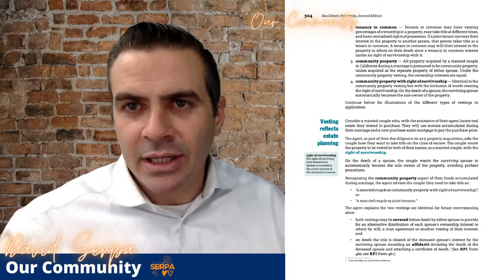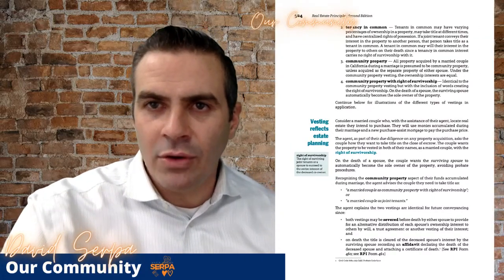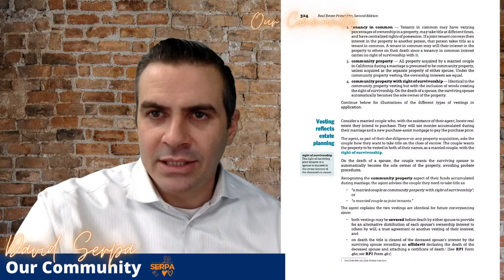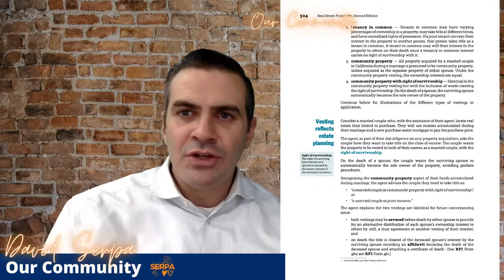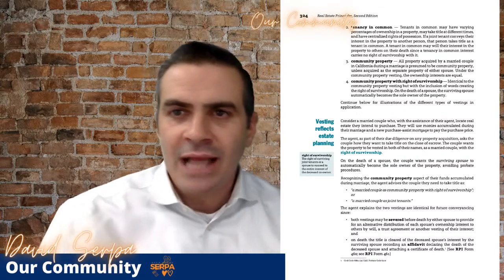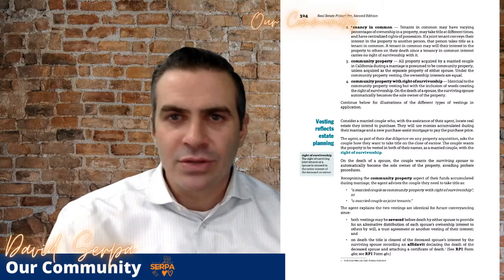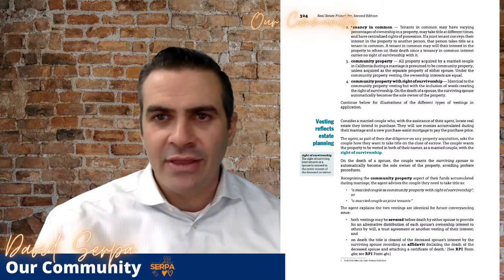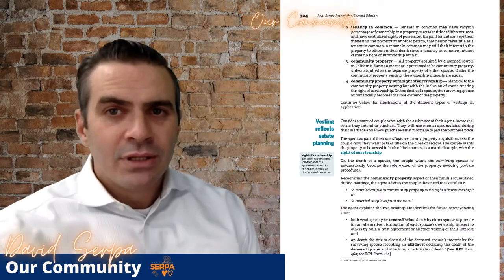Tenancy in common. Tenants in common may have varying percentages of ownership in property and may take title at different times, and have a shared right of possession. If a joint tenant conveys their interest in the property to another person, that person takes title as a tenant in common. The tenant in common may will their interest in the property to others on their death, since a tenancy in common interest carries no right of survivorship with it.